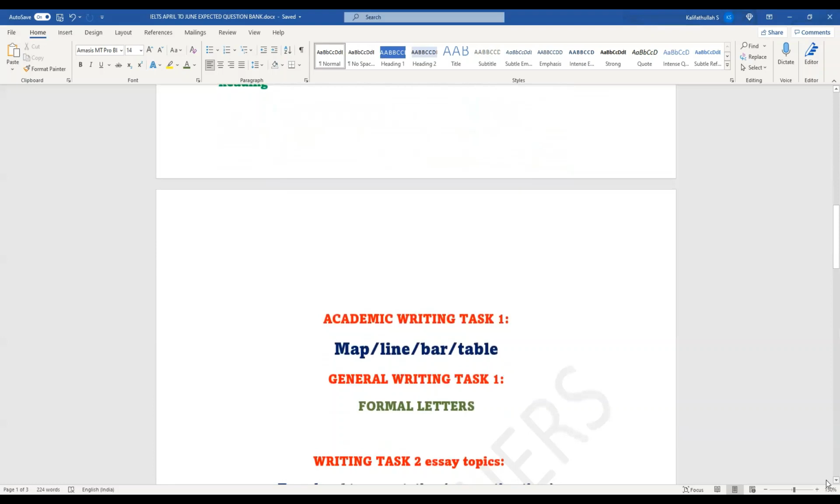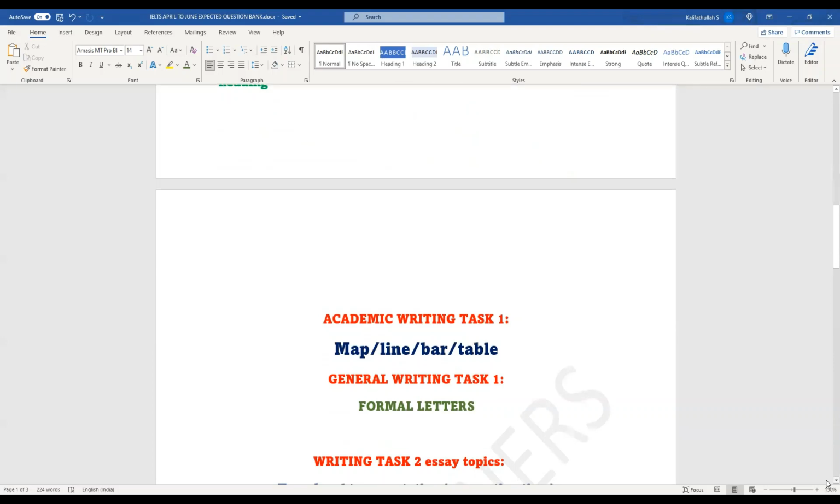For general writing task 1, we are expecting formal letters. So you may get a letter to a manager, a shopkeeper, or someone who belongs to the formal background, your principal, or sometimes a person you know, but you are contacting him for professional work.